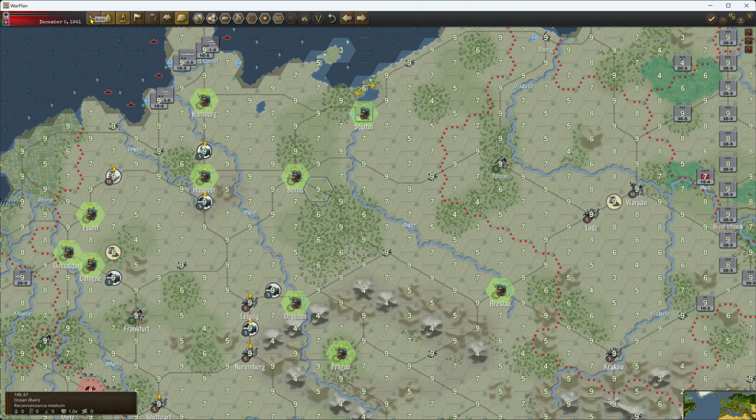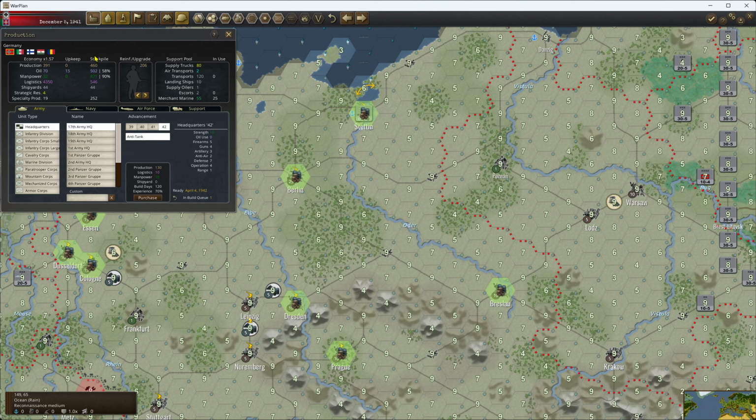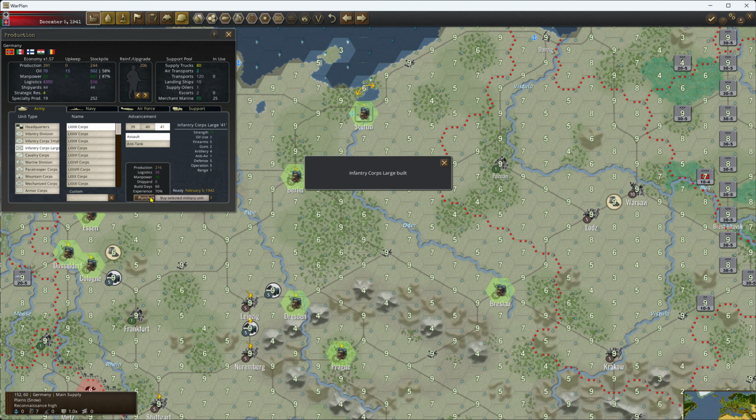So it's my turn. What can I build here? I've got to keep building infantry corps because I'm extending my line out. So I can build one. Oh, I've got 244 left. That means I can build another one, which I'll do.